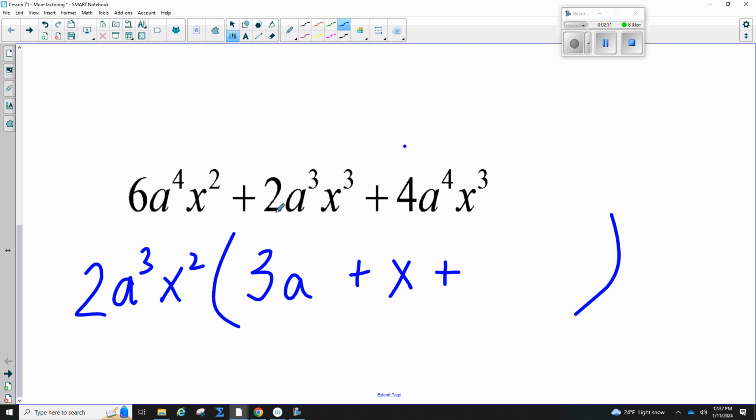And then 2 times what would give me 4? Okay, we took out 3 of the A's, so 1 is left, and we took out 2 of the X's, so 1 is left. This is another one that does not factor any further, okay? We don't have like A squared plus something A plus a number, okay? So we're done. It's just a GCF.